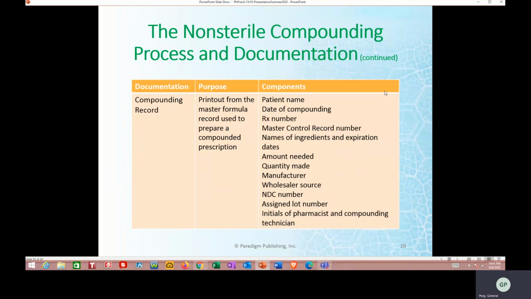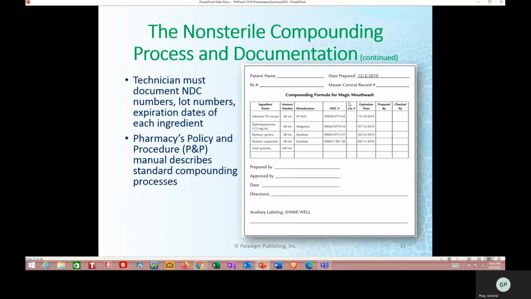Compounding record. This is basically a little bit more detailed. The compounding record would actually print out, and it'll have the patient's name, the prescription number, the date of compounding. It's almost similar to how we store regular prescriptions in the computer. We have to have a compounding record to store all the information of any compound prescription that got dispensed. These are going to vary depending on what pharmacy you work at, but they all pretty much have similar information. Technicians must document the NDC number, the lot numbers, and expiration date of each ingredient.